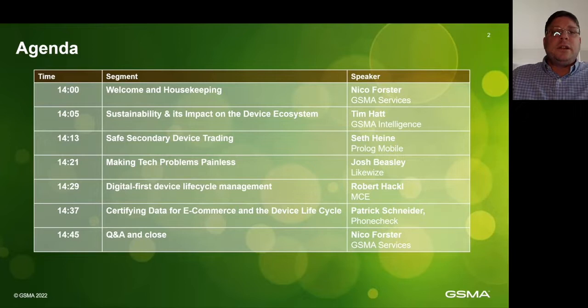After this session, we will have Josh Beasley, who is going to share a likewise perspective with regards to mobile device protection. Following with the agenda, we will have Robert Hackle from MCE, talking about the device lifecycle management and how this could help MNOs to improve device activation and service. Last but not least, we'll have Patrick Schneider from PhoneCheck, who is going to talk about certifying data for e-commerce and the device lifecycle. At the end, we will have a Q&A session where we will try to address and answer as many questions as possible.